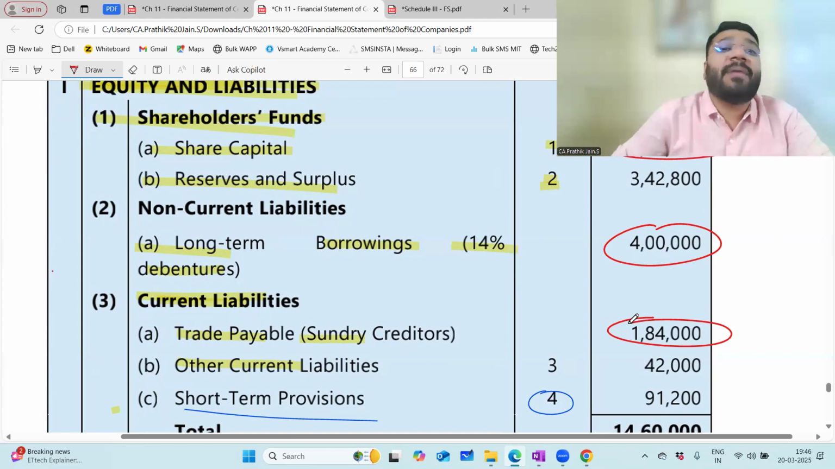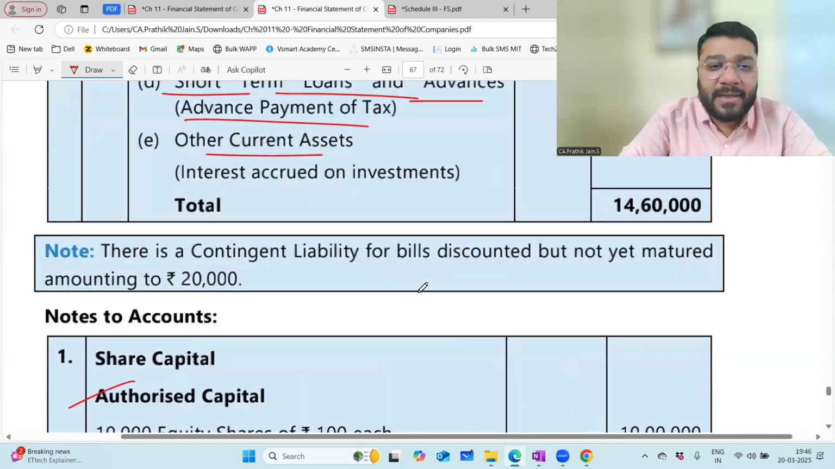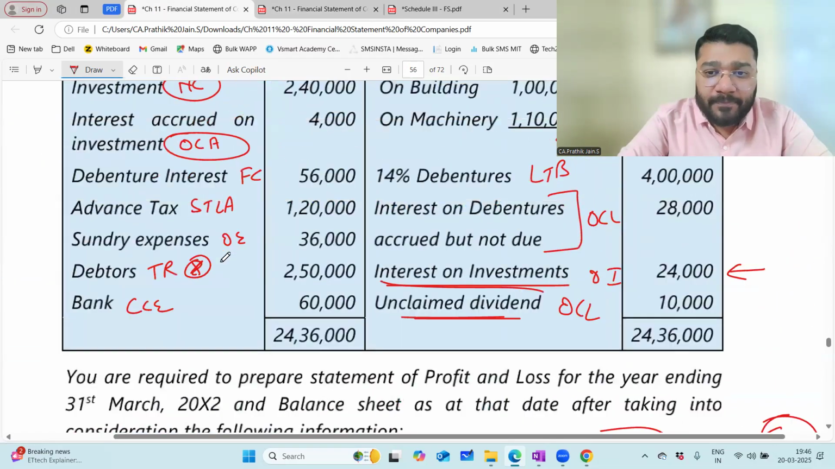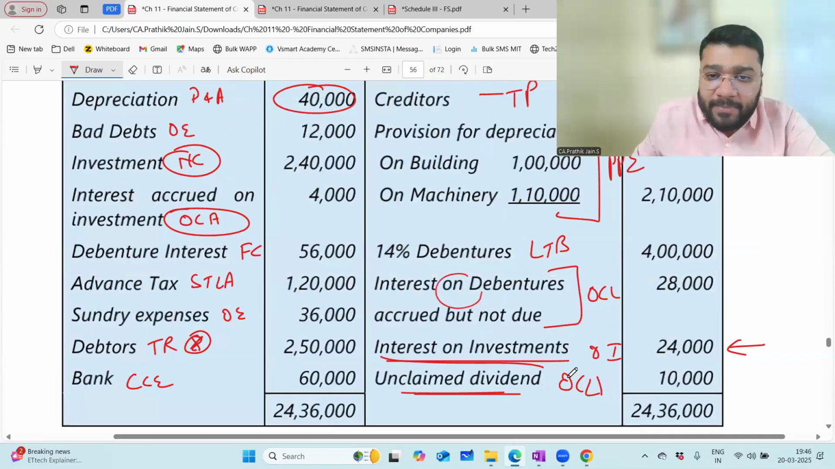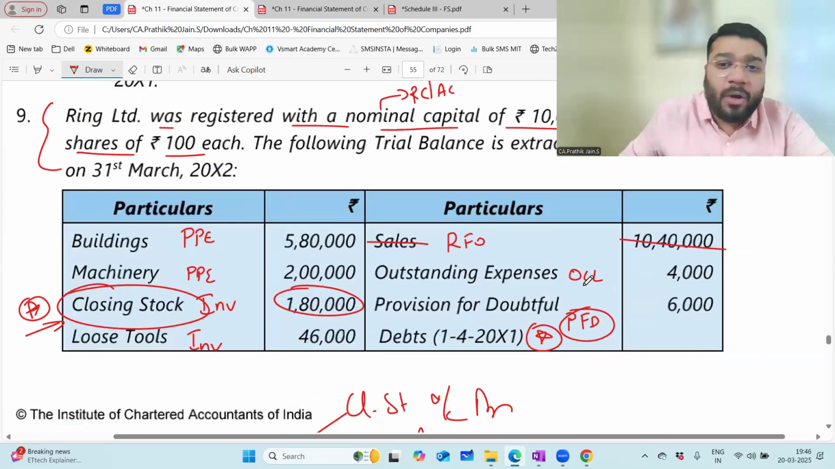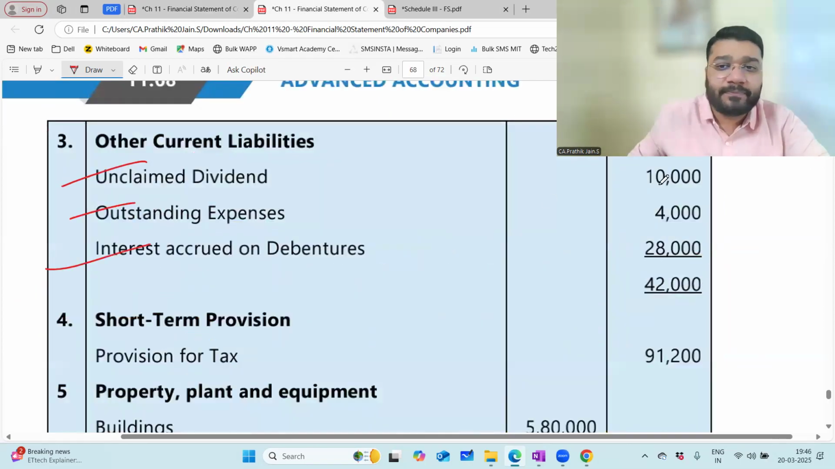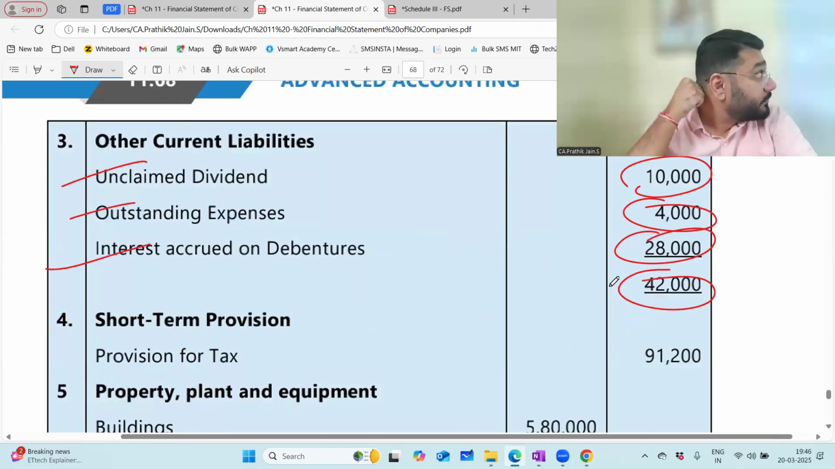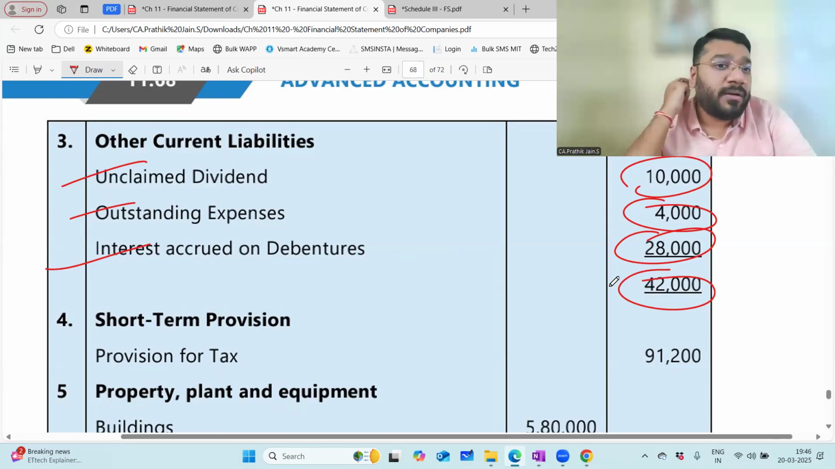Other current liability, you have to give a breakup. So now please go to other current liability breakup. How many amounts are there? Unclaimed dividend, interest on debenture, and then outstanding expenses. All the 3 please copy paste as it is. Order you can change, no hard and fast rule. Under other current liability, any order you can write. No problem.